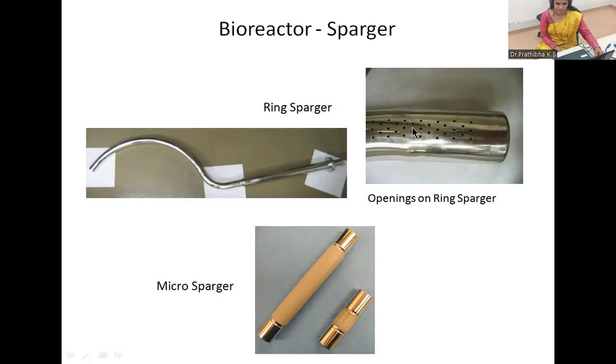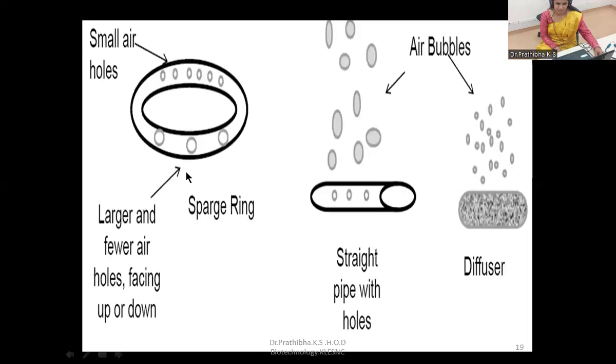This is a sparger with minute holes, and this is also a sparger with minute holes. These are some of the micro spargers, with minute holes. There are a variety of spargers. The small air holes can be observed here. This is one sparger with large and fewer air holes facing up or down, and a sparger ring can also be observed. These are the air bubbles generated from a straight pipe sparger with holes. Vertical pipes can also be used as a sparger, or small minute holes on a disc.